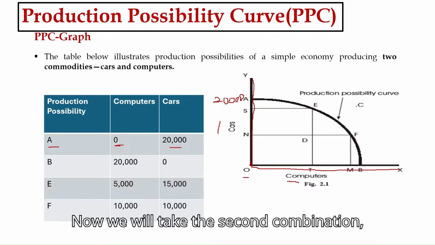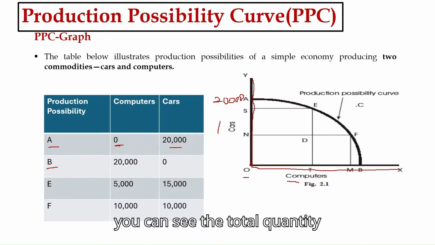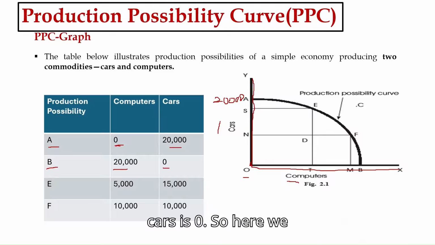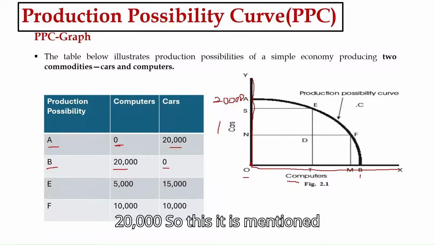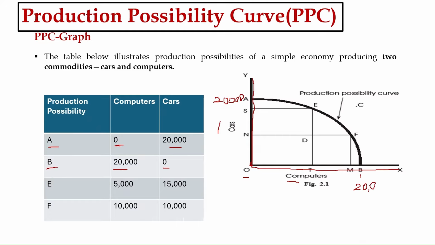Now we will take the second combination, which is B. In this combination you can see the total quantity of computers produced is 20,000 and cars is 0. So here the car is 0 and the computer is 20,000. This is mentioned as B, which in numbers is 20,000.